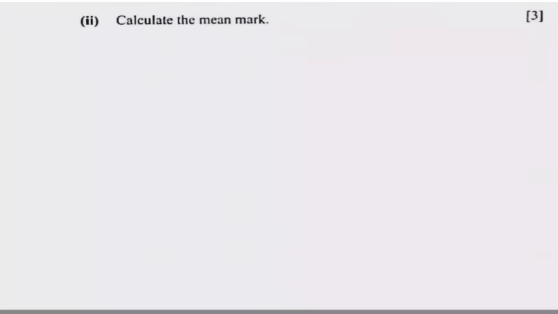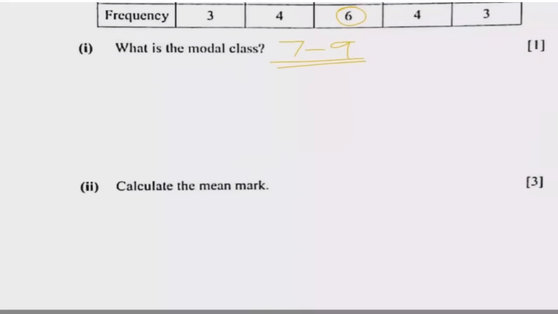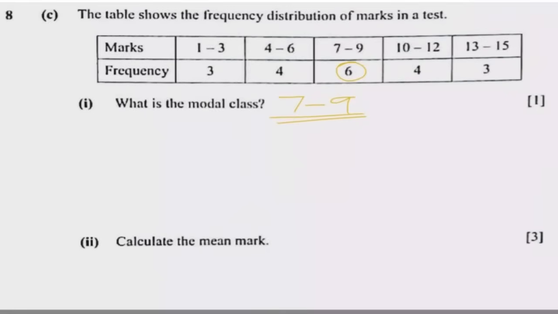Okay, we come to question 8c2, calculate the mean mark. For us to calculate the mean mark, we are going to get the middle number, since they're putting them in a set of 3 numbers, that is 1, 2 and 3. So the middle number between 1 and 3 is 2.